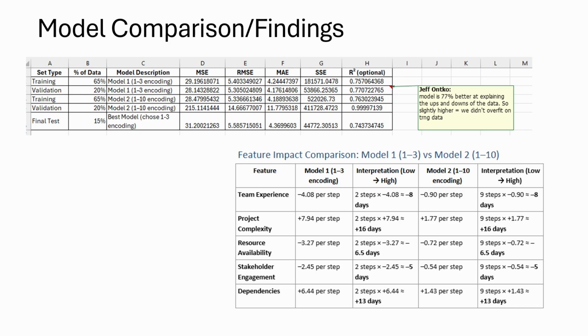What really came as a shock was a difference in performance. On the validation set, using the 1 through 10 encoding, it did much worse. The MAE and RMSE, as you can see, jumped quite significantly. The average error was about 12 days compared to only about 4 days in the 1 through 3 encoding model. Why? I'm not 100% sure.